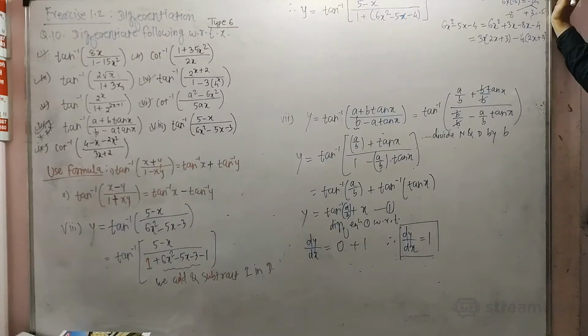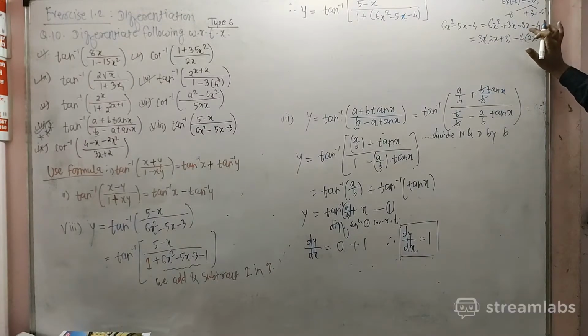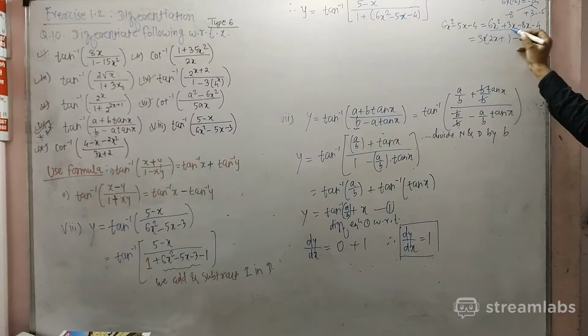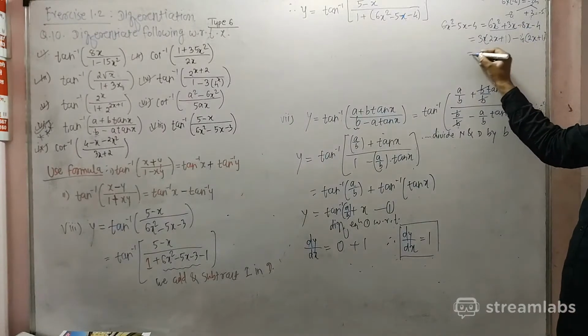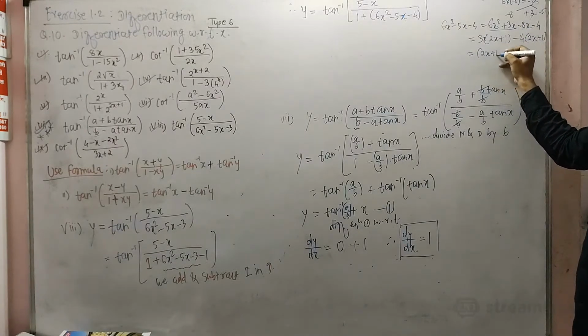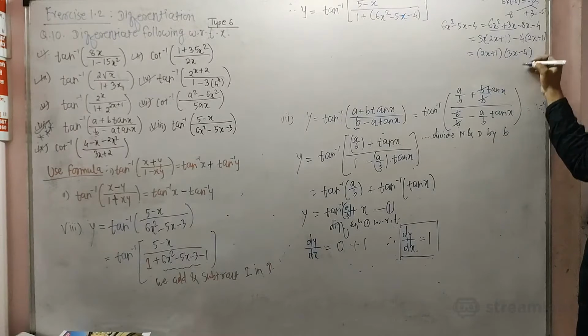x plus 4. 6x square, 6 4s are 24, product should be minus 24, addition should be minus 5, minus 8 plus 3, so minus 8 plus 3, 3 is common, 2x plus, if we take 2 common, 2x plus 1, so take 4 common, so 2x plus 1 here, so the minus sign we are taking common, so the factors of this term are 2x plus 1 and 3x minus 4.